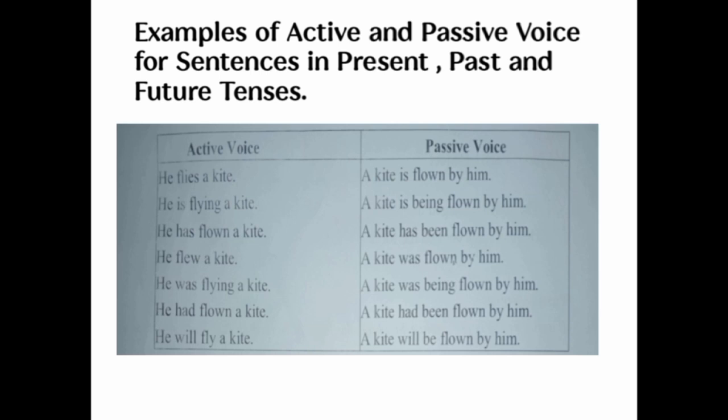So in active voice it is first the subject plus the verb plus the object, and in passive voice it is object plus the verb plus subject.